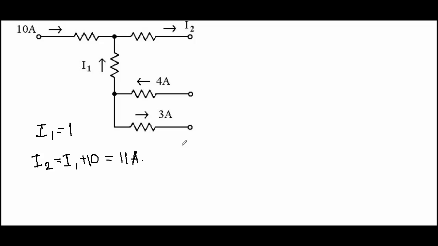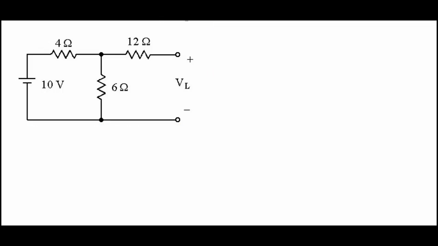A third example is the following. Now this third example, again, I think we did something similar in the class, but it is good to repeat it because it has a very important insight regarding branches where there is no current but there is a voltage drop.